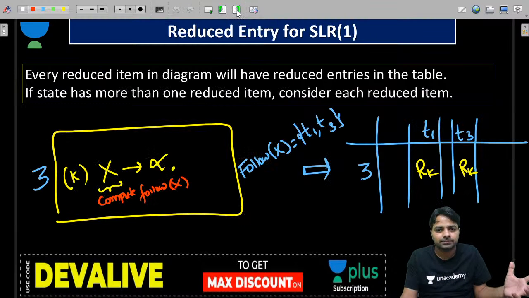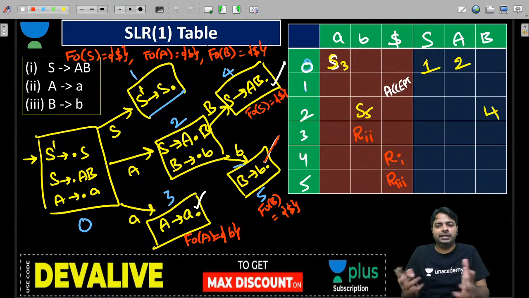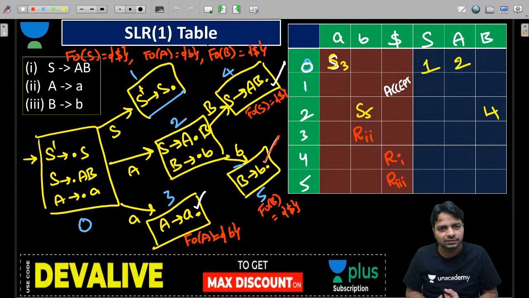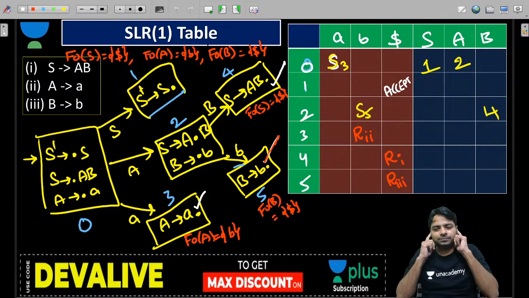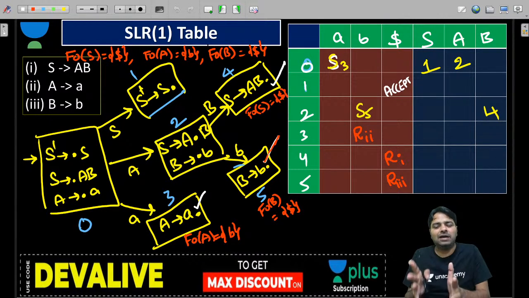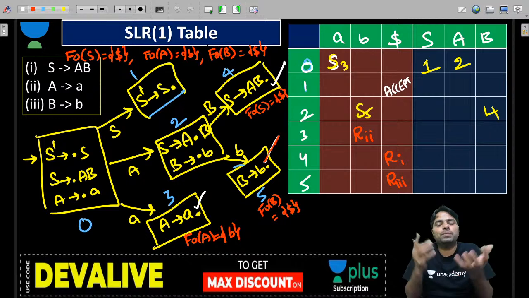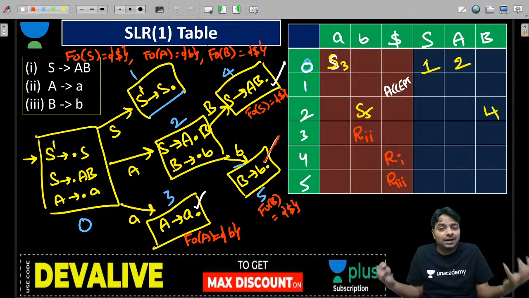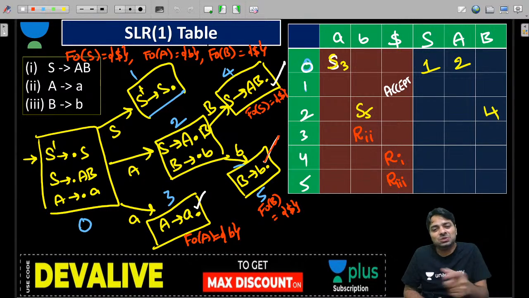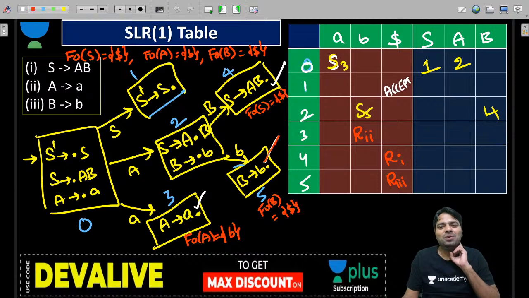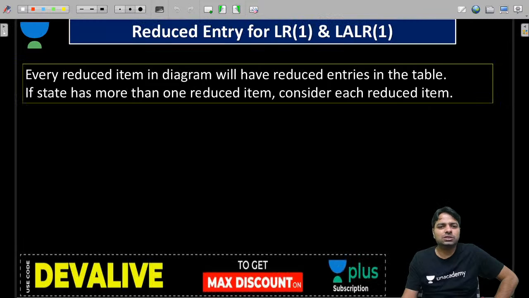Sorry guys. Everybody clear this point? Here in SLR1 we have fewer reduced entries, so you may have more error entries. So error entries are also related to the reduced entries somehow, with more blanks compared to LR0. Okay, now move on to the next one.